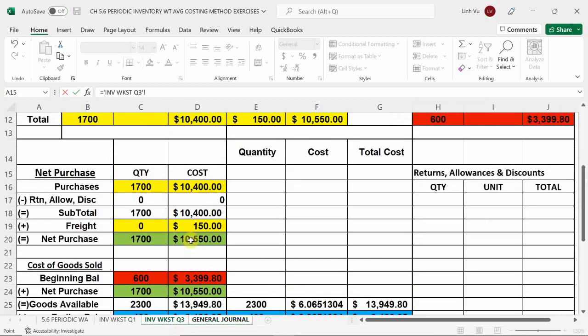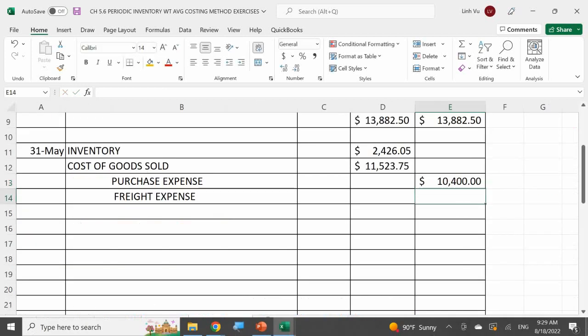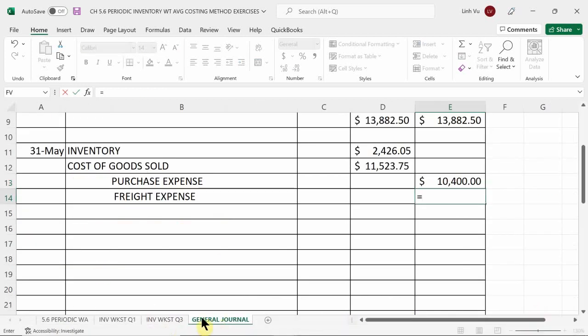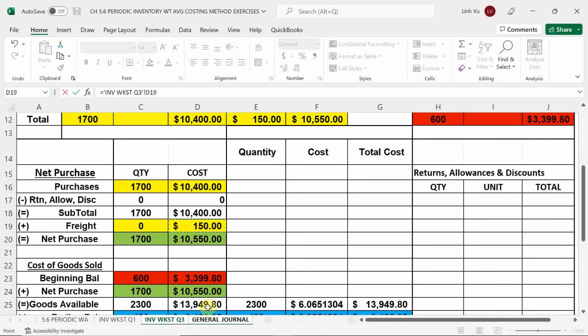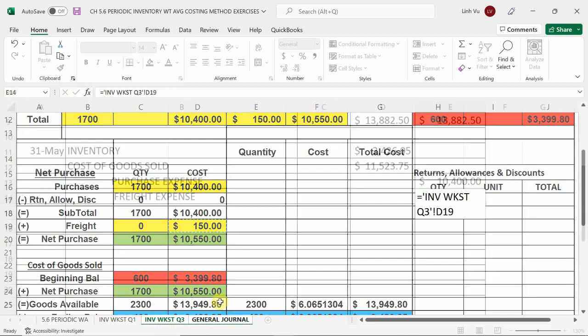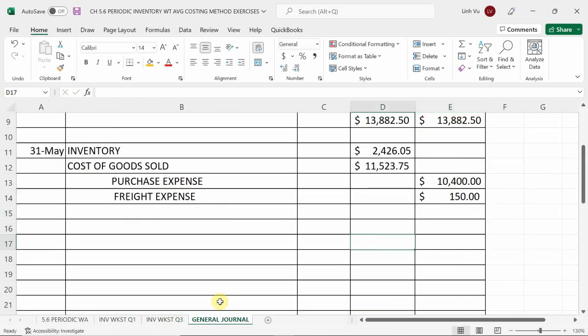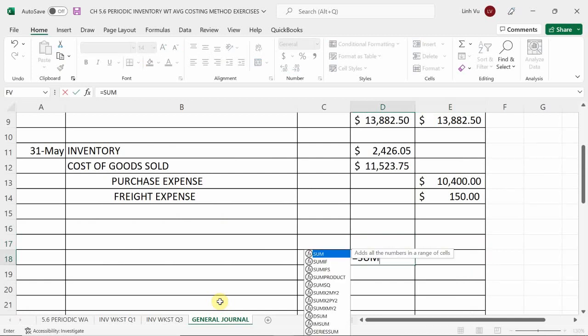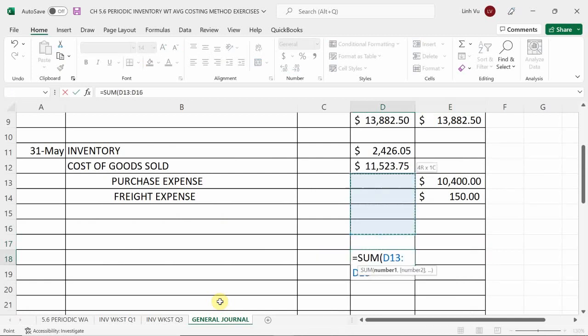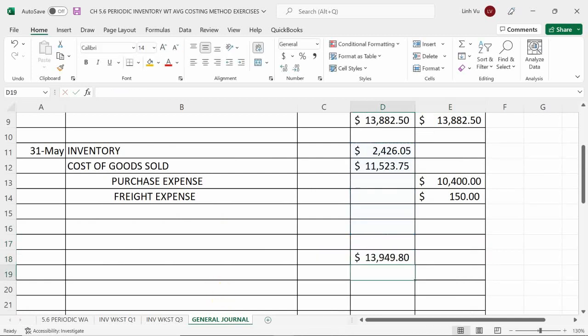What was the value of my total purchases? What was the purchase price? Purchase expense? 10,400. And then what was my freight? 150. So let's do that. Equals SUM. So I have $13,949.80 on the left, and I have $10,550 on the right.